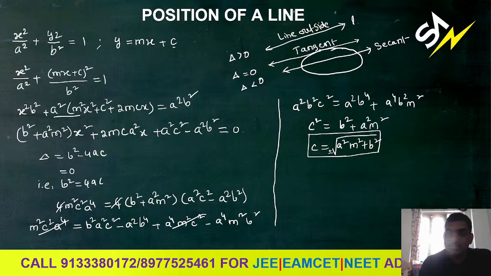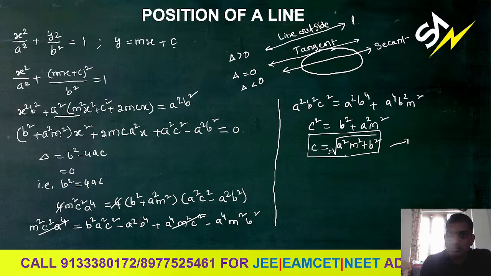If delta is greater than 0, what do we get? c must be greater than plus or minus under root of a square m square plus b square. If delta is less than 0, that means c is less than under root of a square m square plus b square, then it is a secant line. So in this case particularly, if c is equal to under root of a square m square plus b square, then the line y equal to mx plus c represents a tangent line. Got it? This is the condition for a tangent line.